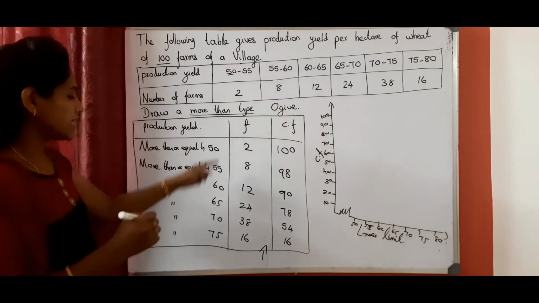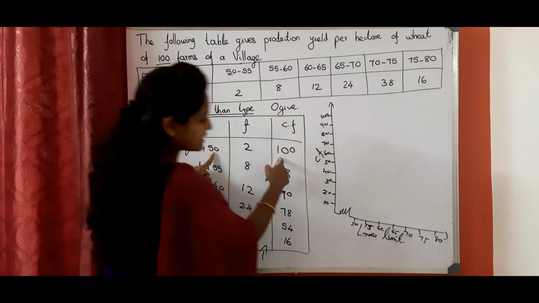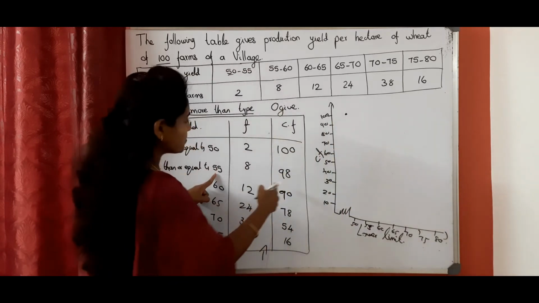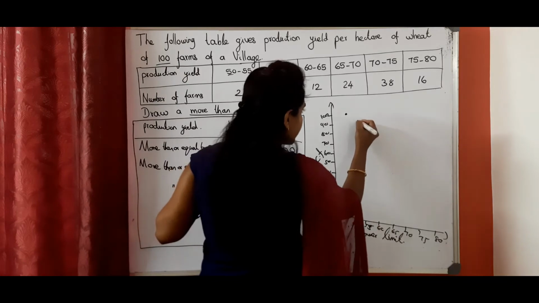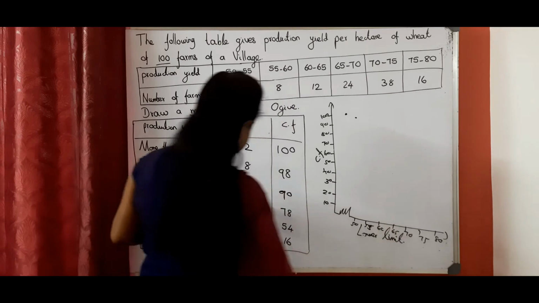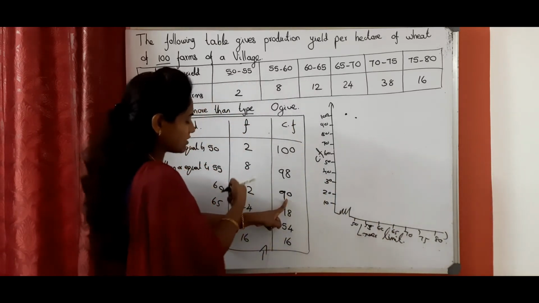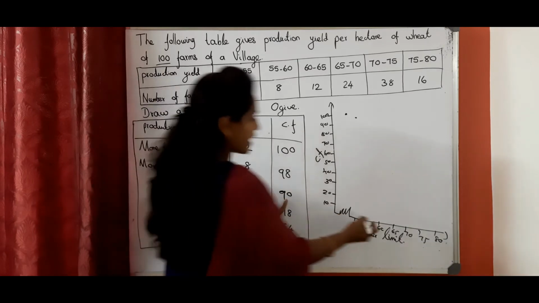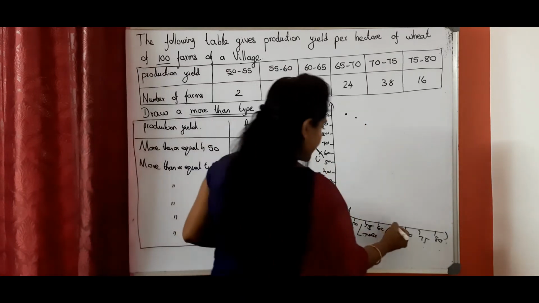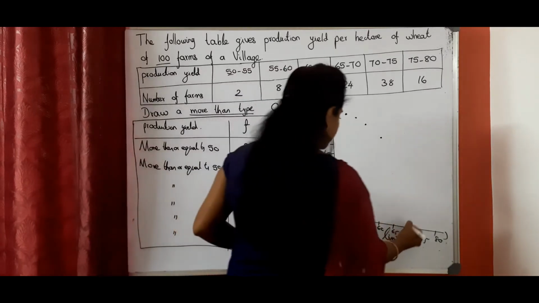Okay, now we can mark the points. More than or equal to 50 means 100. So 50, 100. Then next 55, 98. Then 60, 90. We have to check the cumulative frequency, not the frequency, right? So 60, 90. Then 65, 78. Then 70, 54.